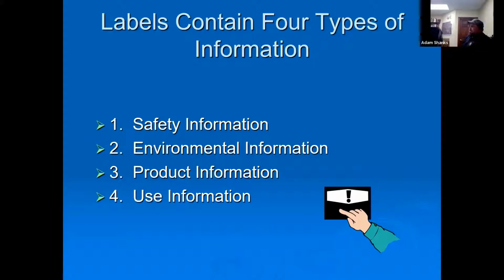So there's four common types of information on the labels. You have your safety information, such as reentry intervals, equipment to wear, PPE equipment required, environmental information. Then the product information, so it's formulation, active ingredients, and then also the use. So what weeds does this control, or what does this product control? How do I apply it? How much do I apply? Those kind of things.